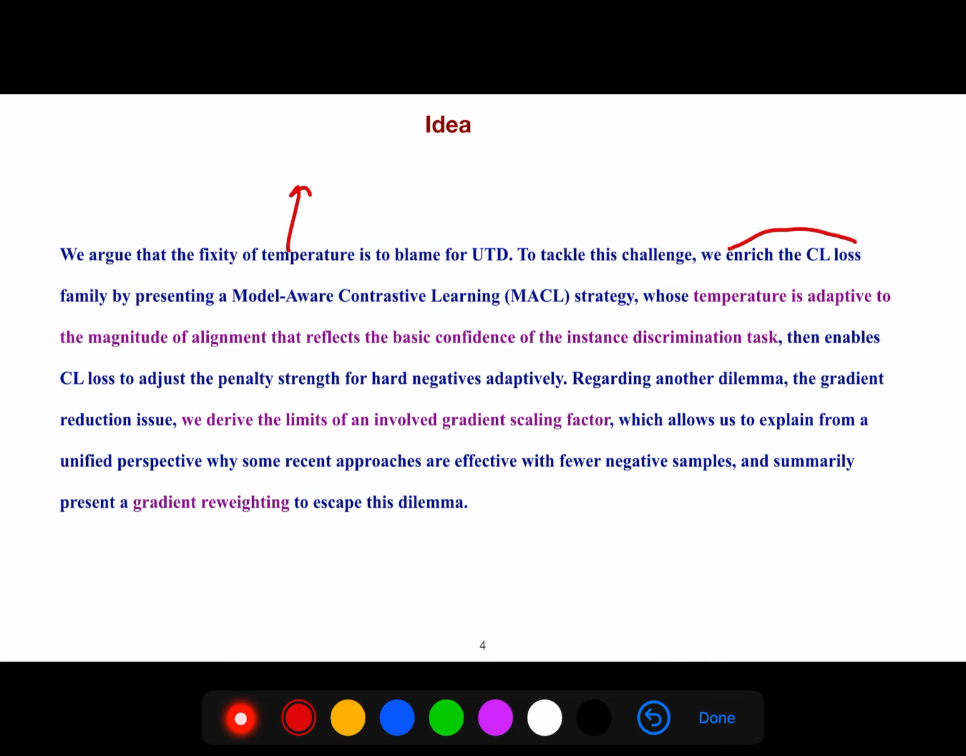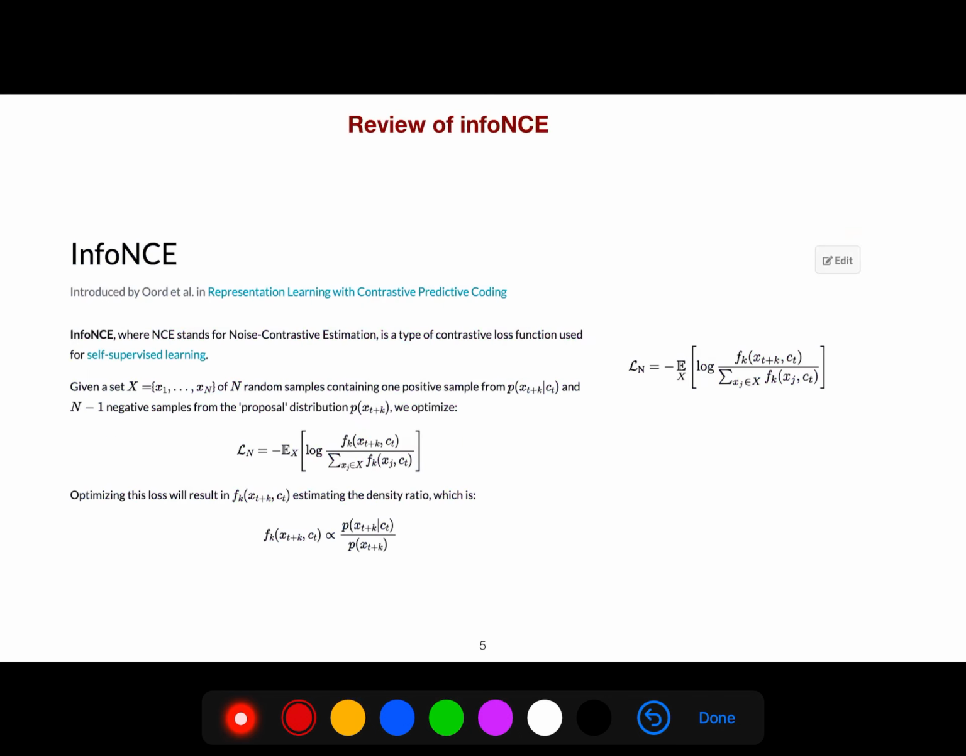Regarding another dilemma, the gradient reduction issue, we derive the limits of an involved gradient scaling factor, which allows us to explain from a unified perspective why some recent approaches are effective with fewer negative samples, and we summarily present a gradient reweighting to escape this dilemma.